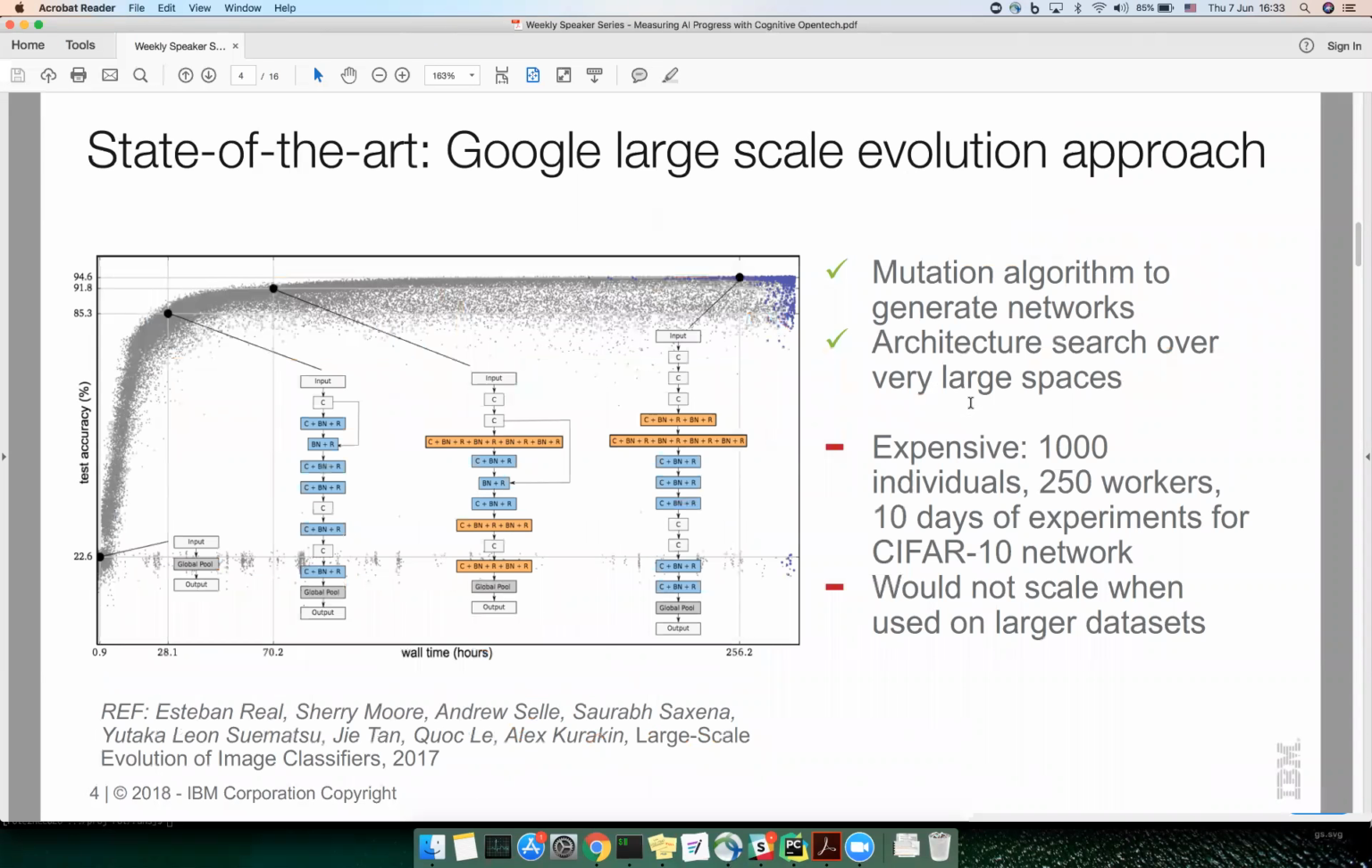One of the first state-of-the-art architecture searches was Google's large-scale evolution approach. The idea was inspired from genetic algorithms and assumes that we start with a small population of poor-performing networks that we constantly mutate and train until we find a good enough performer. Each newly created performer has to be trained, and they train it for roughly 30 epochs, and they put it back in the population. Since this experiment involves training tens of thousands of networks, it's extremely expensive. The authors claim to have used 250 workers, which translates to GPUs, for 10 days to reach 94.6% accuracy on the CIFAR-10 dataset.